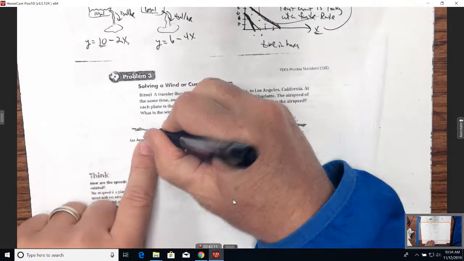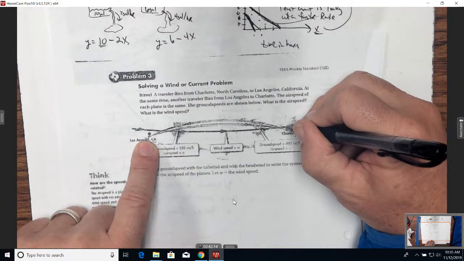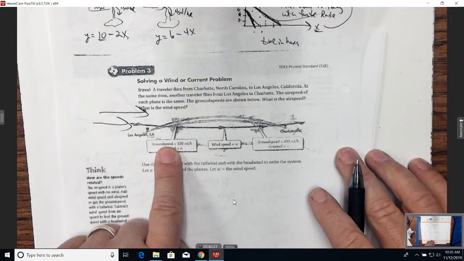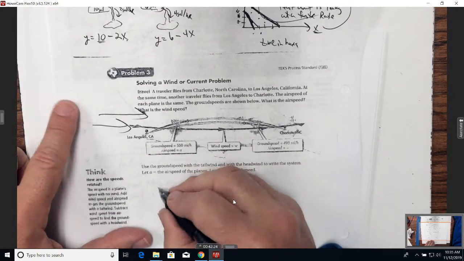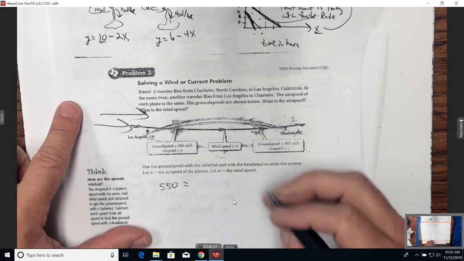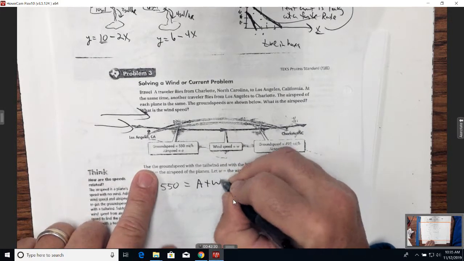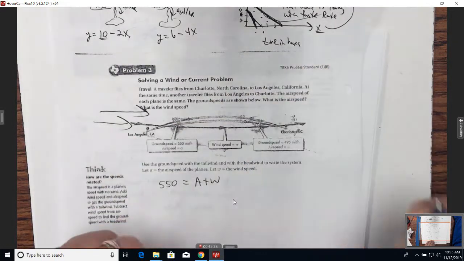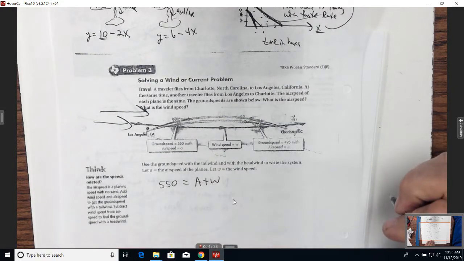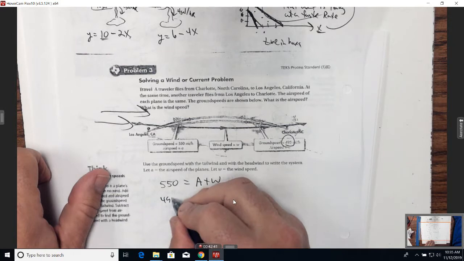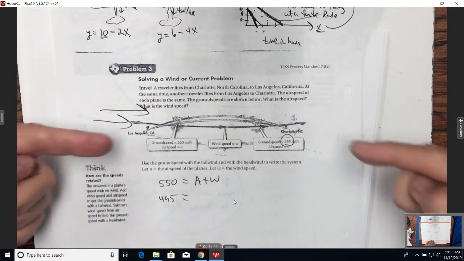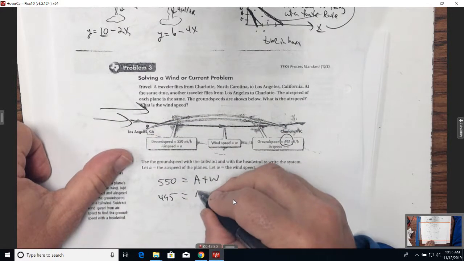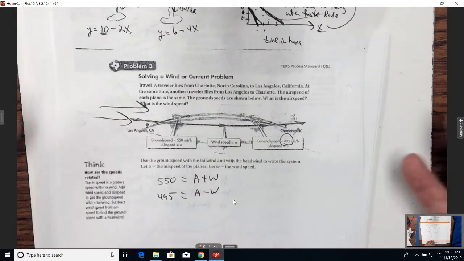In this next problem, I'm going from Los Angeles, California to North Carolina. And the wind is blowing this way. Okay, so my ground speed with the wind assisting me is 550 miles per hour. So to get my 550 miles per hour, it is my airspeed plus my wind speed. At the same time, an airplane is going in the opposite direction, same time, exact same distance. And its ground speed is 495 miles per hour. But the wind's blowing in its face, so it's going to go slower. So that would be its airspeed minus the wind speed.